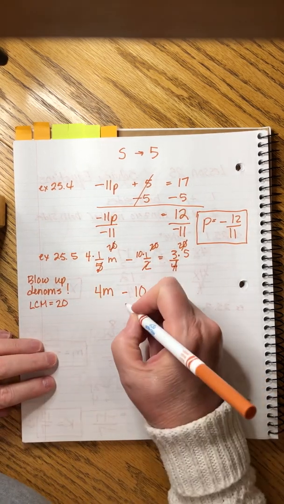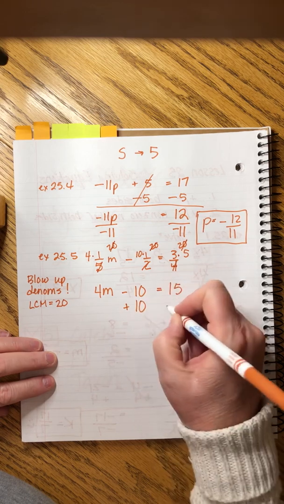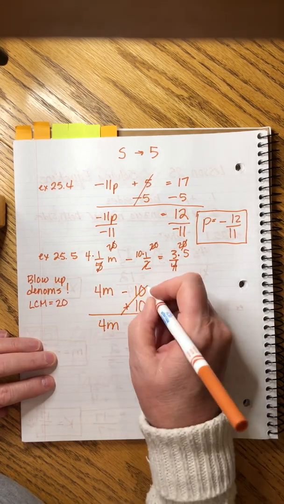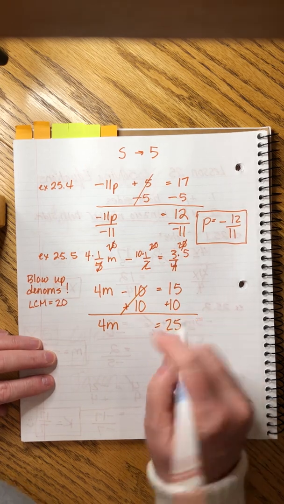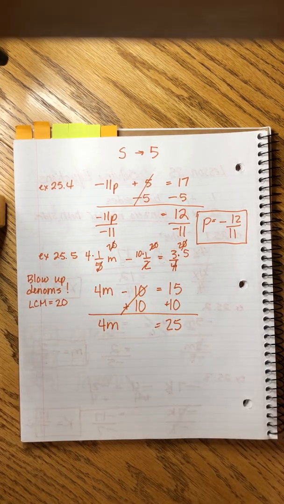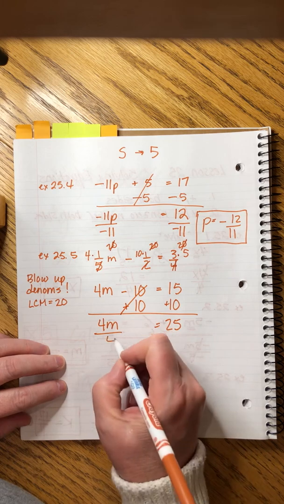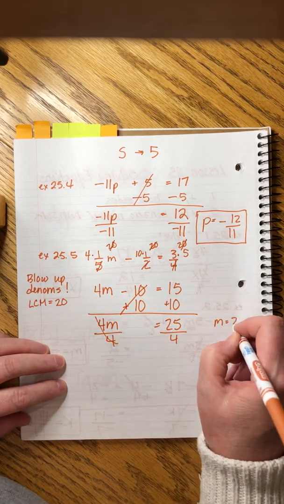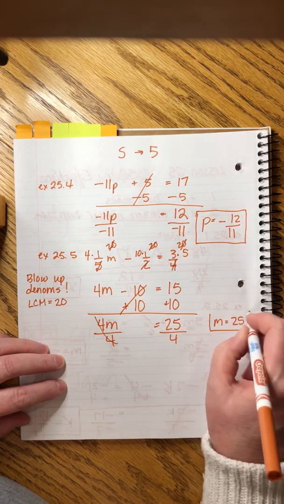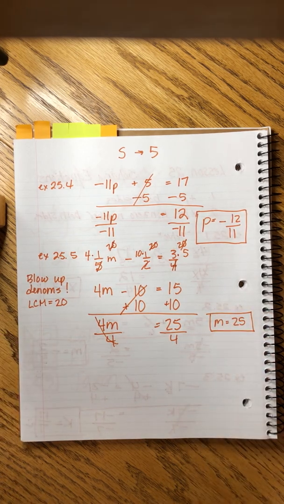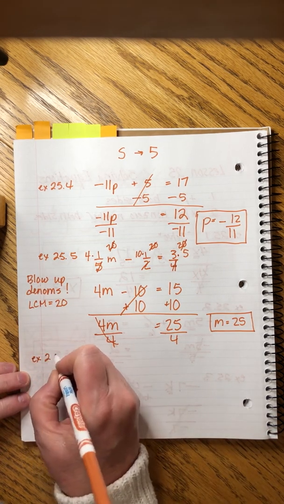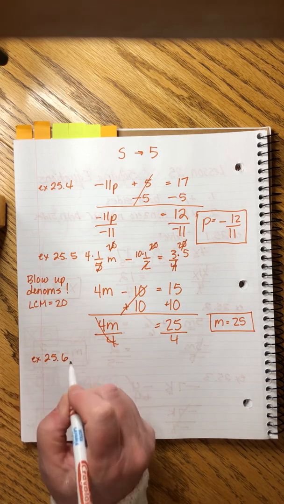All right, now we just finish our usual procedures here. 4m equals 25. Notice every single time I do that. Divide by 4. That cancels. M equals 25 over 4. Happiness. And one more that has another little drama situation that we're going to learn how to fix.